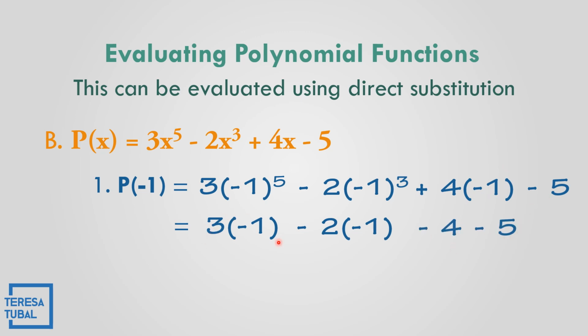3 times negative 1, that is negative 3. Negative 2 times negative 1, that is positive 2. Negative 4, negative 5, add, copy the sign of the larger number, so that is negative 9. So negative 3 plus 2 minus 9. So if we solve, negative 3 plus 2 is negative 1. Negative 1 minus 9, the answer is negative 10. So the p of negative 1, that is negative 10.